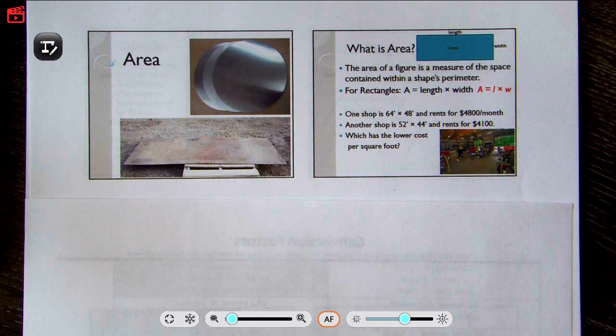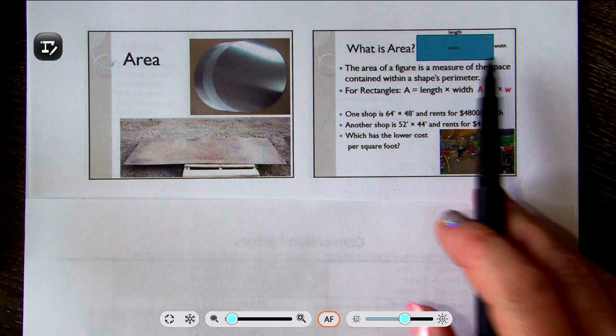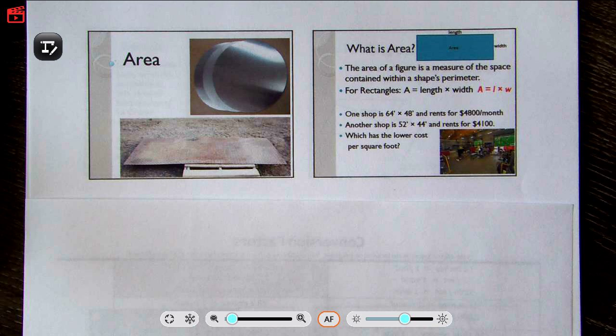Hi everyone, this video is going to discuss area, and we are going to be finding the area of different shapes, and we're going to stick to some basic shapes. So first of all, what is area? Area is the amount of space that is contained in a certain shape.